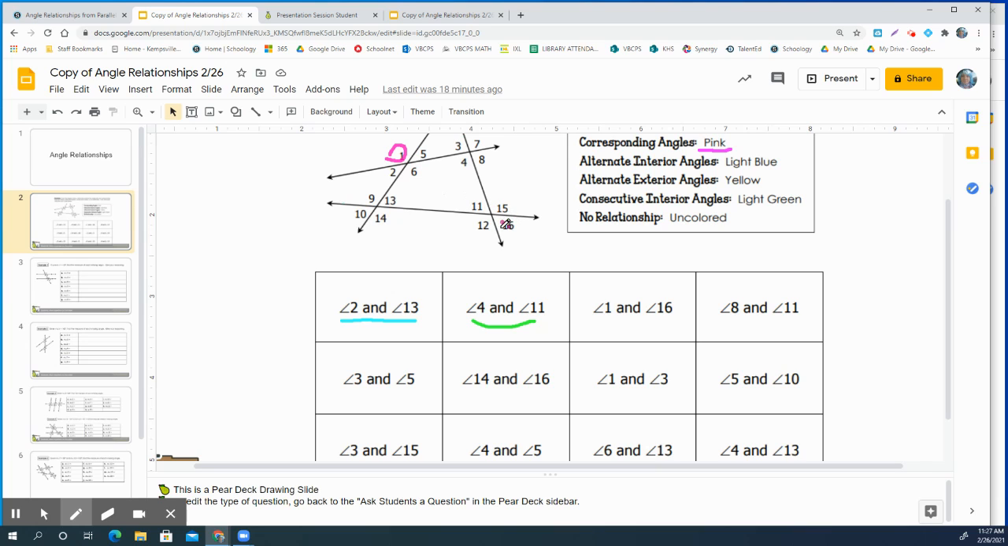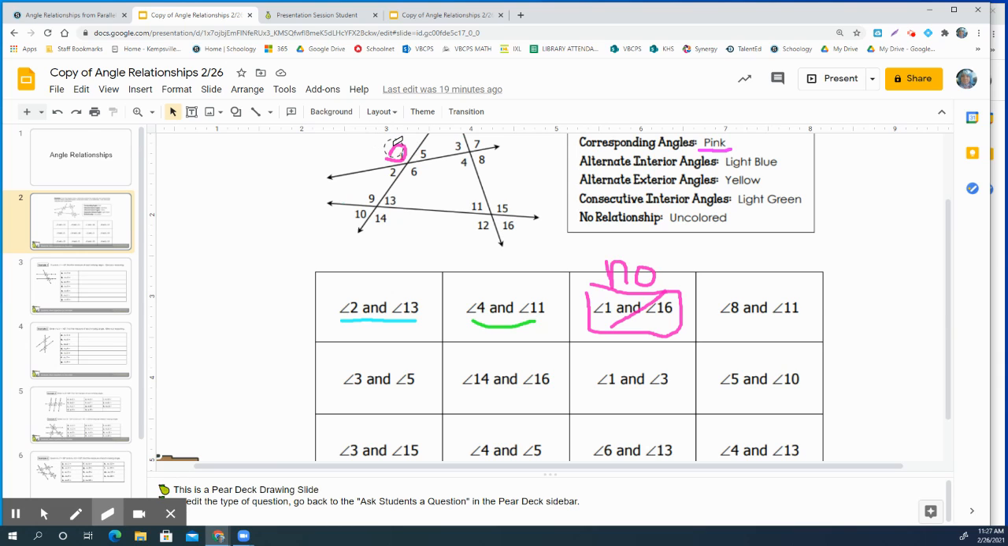So if I live at 1 and I'm trying to go to my friend's house at 16, can I take one transversal to get there? I cannot. This is where it's no relationship. So this one is no relationship. If they are not connected, there's no transversal, there's no relationship that can be made. Okay? These only work if you're traveling on a transversal.